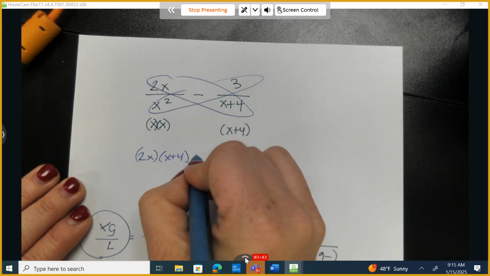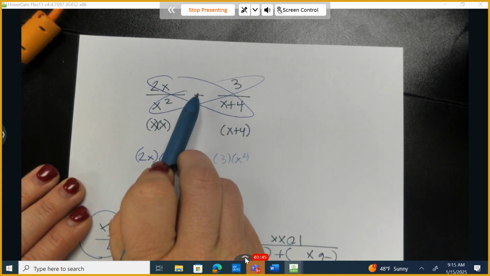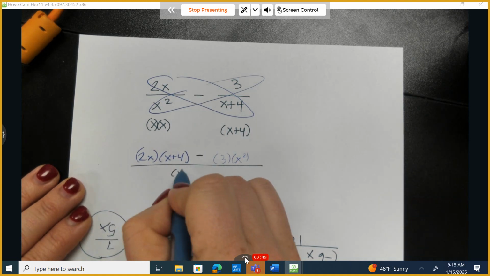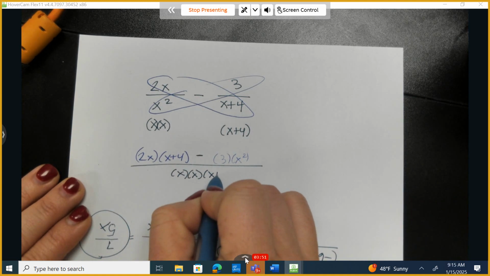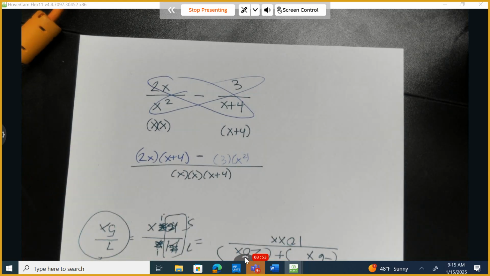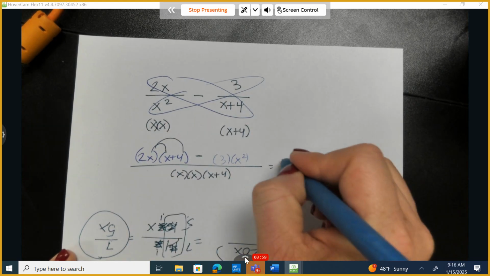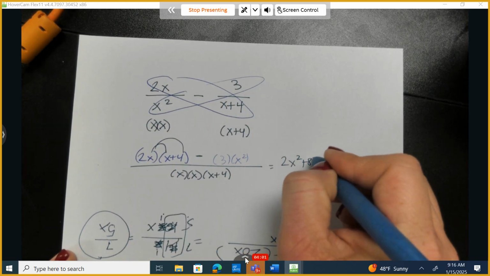Now in between them will always be this symbol. Whether it's plus or minus, we're going to look back up to the original problem. In the denominator, we're going to push together x squared and x plus 4. There's no need for you to distribute out the denominator. No need at all. We do need to do it in the numerator. So I'm going to distribute, and I end up with 2x squared plus 8x.